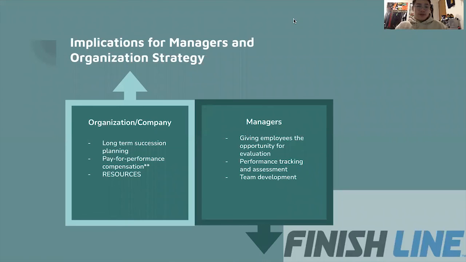In terms of the performance management process, the last thing I want to touch on is implications for managers and organization strategy. For an organization, you've got to have a long-term plan. As a CEO, you've got to ask yourself, what are the goals for my employees long-term in terms of performance and productivity? One solution is pay for performance compensation.